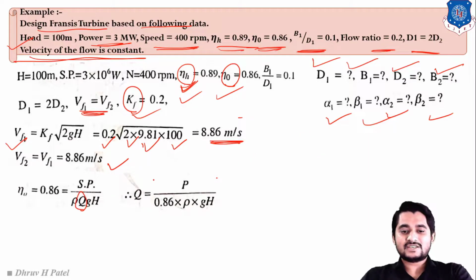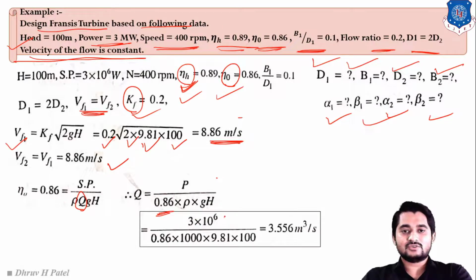So let us make Q the subject. Q is equal to power divided by overall efficiency 0.86 times rho g H. If you put the power value as 3 into 10 raised to 6, divided by 0.86, rho for water is 1000, g is 9.81 and head is 100, we get 3.55 meter cube per second as the discharge value, right?